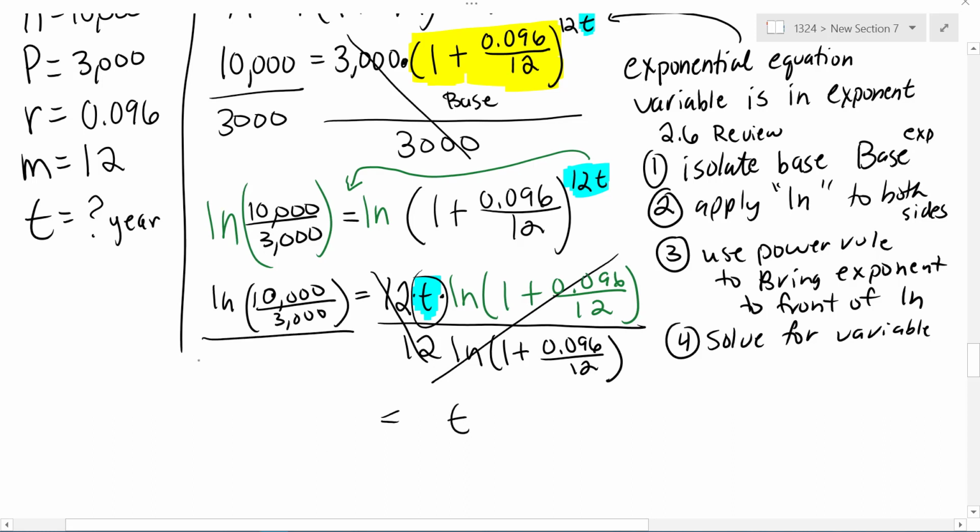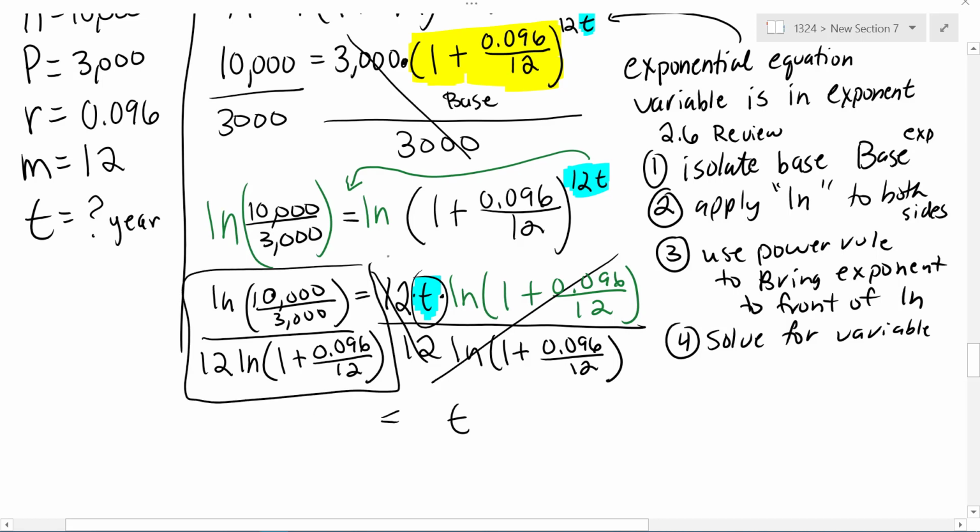Now if I divide by 12 and the natural log of all of that on one side, I have to do exactly the same thing to the other side. So this right here is what I'm going to type into my calculator for that t value. Okay, so let's type that into Desmos and see what we get.